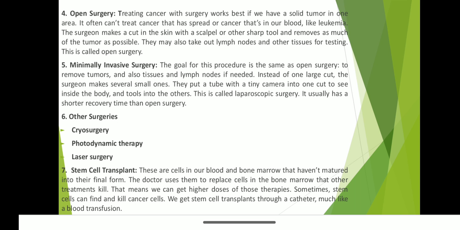Besides surgeries, stem cell transplant can be performed in order to treat cancer. There are cells in our body, in our blood and bone marrow that haven't matured into their final form. The doctors use them to replace cells in the bone marrow that other treatments kill. That means we can get higher doses of those therapies. Sometimes stem cells can find and kill cancer cells. We get stem cell transplant through a catheter, much like a blood transfusion.